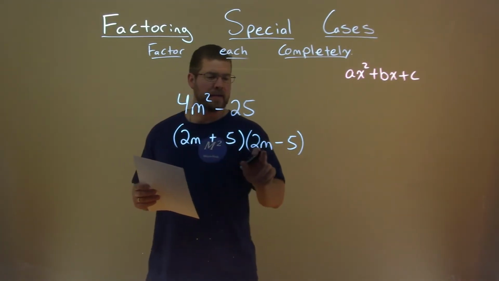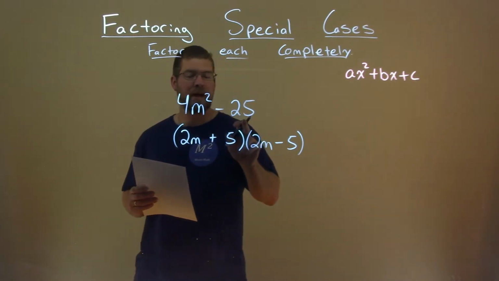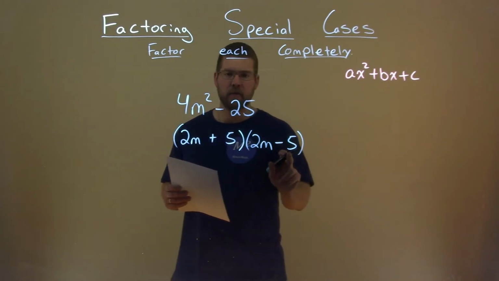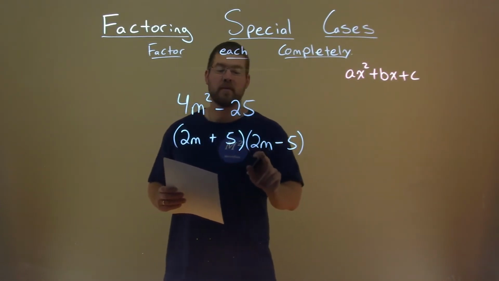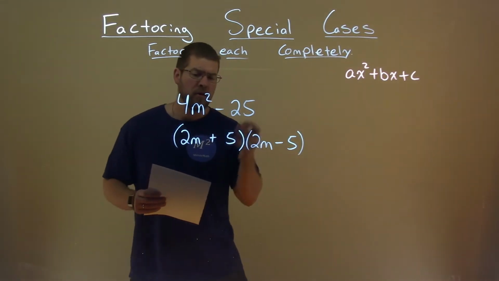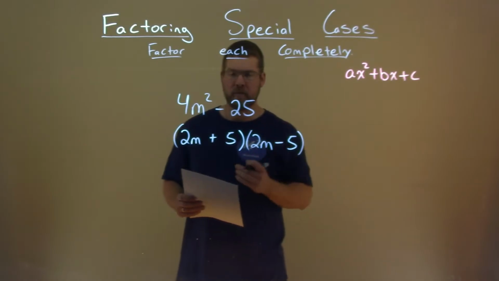Notice 2m again times 2m is 4m squared. 5 times a negative 5 gives you that negative 25. Here's the kicker. 2m times a negative 5 plus 5 times the 2m gets you 0, and that's that 0bx right there. So our final answer is 2m plus 5 times 2m minus 5.